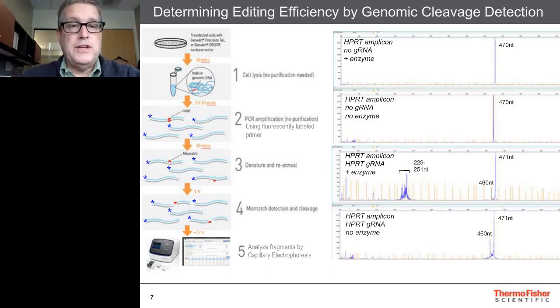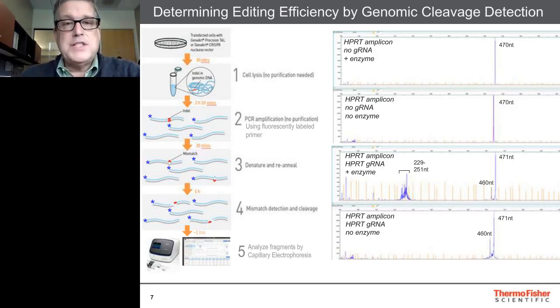You go through the denaturation, renaturation as before. You do your cleavage using the detection enzyme provided with the genomic cleavage detection kit. And now instead of running an agarose gel, you analyze these by capillary electrophoresis. And the results will look something like this. In this case, we've modified the HPRT locus.